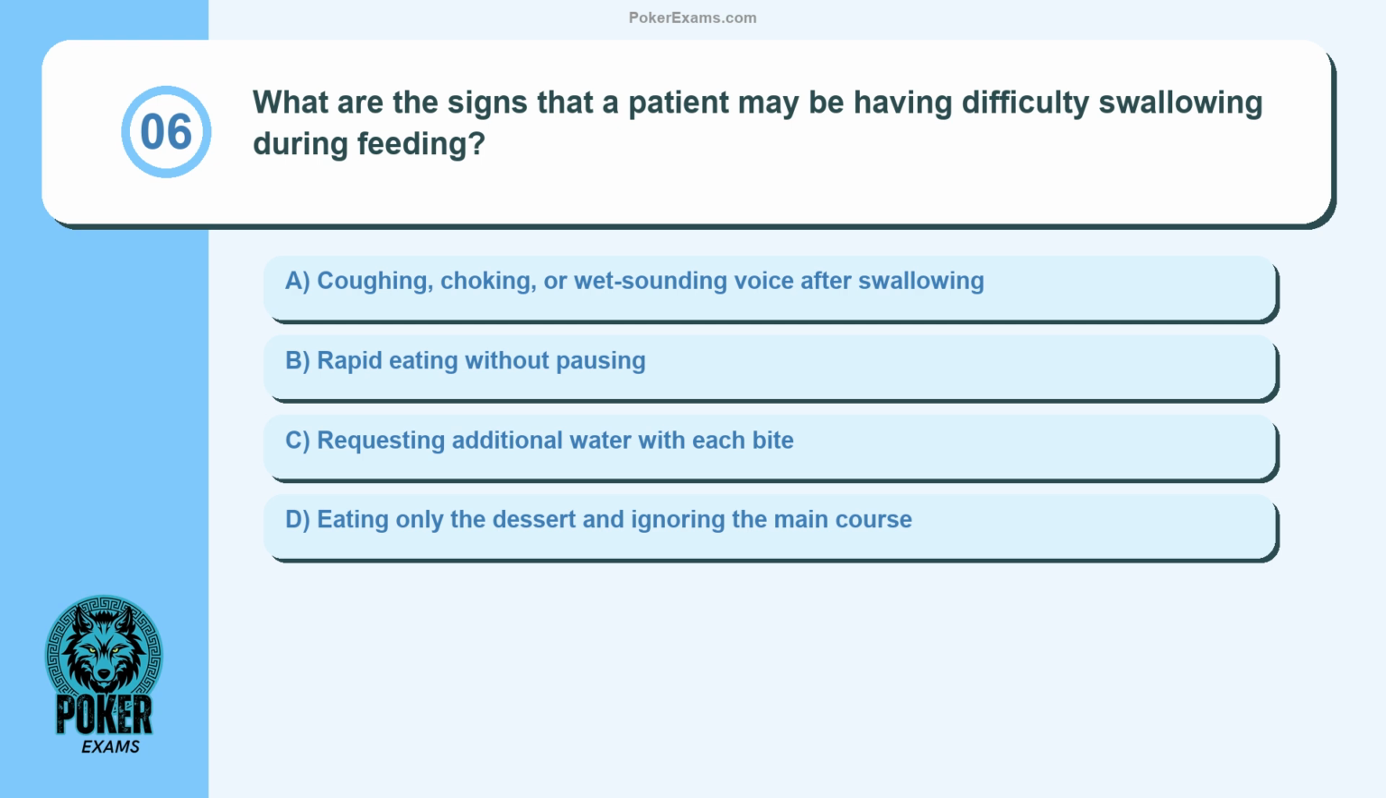Question 6. What are the signs that a patient may be having difficulty swallowing during feeding? Coughing, choking, or wet-sounding voice after swallowing. Rapid eating without pausing. Requesting additional water with each bite. Eating only the dessert and ignoring the main course.